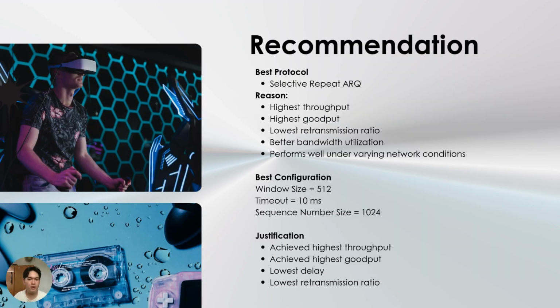Therefore, our recommendation is that the best protocol is selective repeat. The reason is that it has the highest throughput, highest goodput, lowest retransmission ratio, and better bandwidth utilization, and performs well under varying network conditions. With the configuration that achieved the best performance in our simulation results, this configuration produced the highest throughput and goodput, while maintaining low delay and retransmission overhead. Therefore, our recommended best configuration is a window size of 512, timeout of 10 ms, and sequence number size of 1024. For the justification, it achieves the highest throughput, highest goodput, lowest delay, and lowest retransmission ratio.